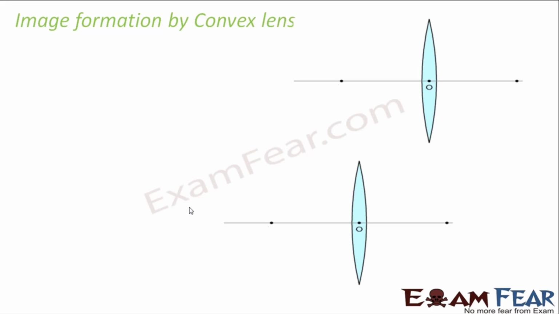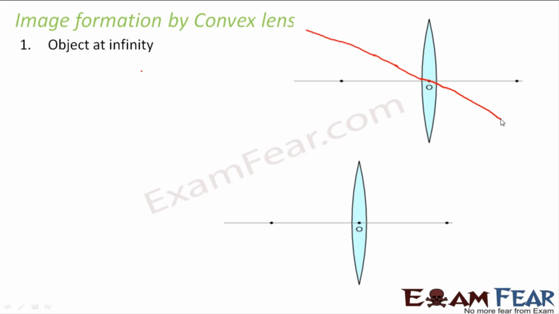Let us look at the first scenario, when the object is placed at infinity, and we want to see where the image is formed and what the nature of the image is. Similar to how we studied image formation by spherical mirrors, on the same lines we will plot the ray diagrams for lenses as well. When the object is at infinity, parallel rays of light will come. Let us suppose, as per rule number 3, there is one ray which falls in such a way that it passes through the optical center.